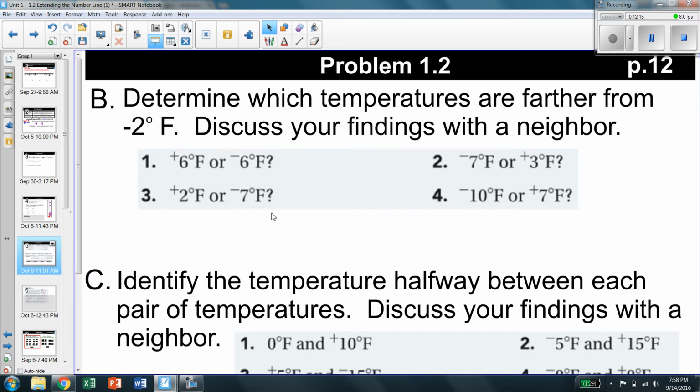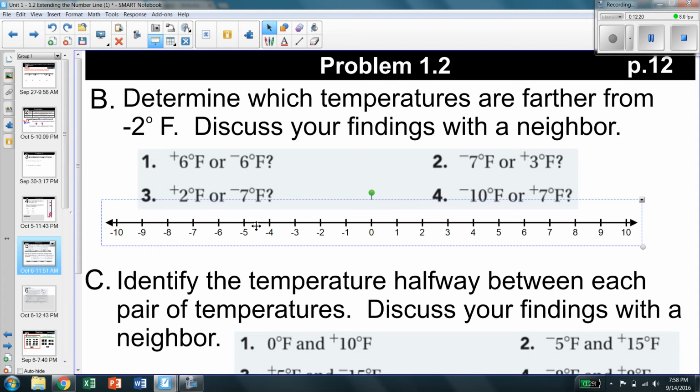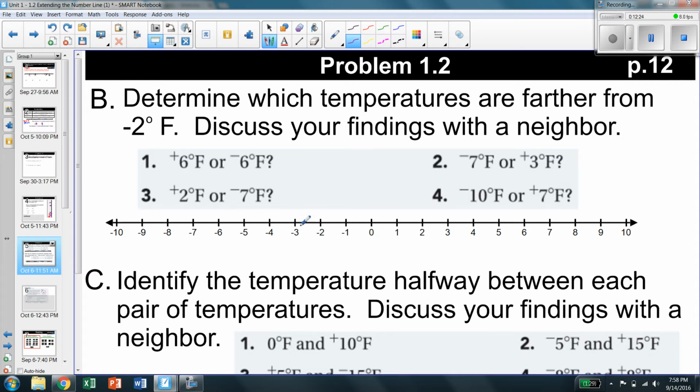So if you were given a problem like this, a good problem-solving strategy would be to draw a number line out on your page. Then you can see, all right, here's -2. What is farther? Is +6 over here, or is -6 over here farther away? I think when we see that this one's only 4 units away and this one is 8 units away, it's easier to see that +6 is farther away from -2.